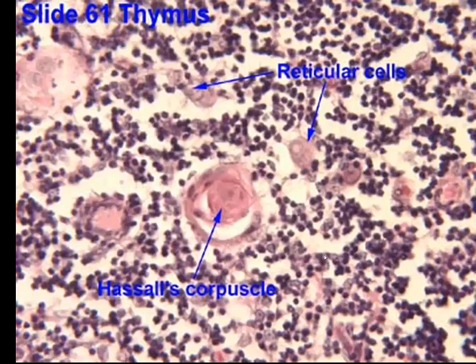Here's another micrograph. Again, not quite as clear, but a lot of small T lymphocytes present in here, these larger reticular cells, and I would wager that some of these are going to be macrophages, possibly over here. But then we have this whorl type structure, and that is a Hassall's corpuscle.